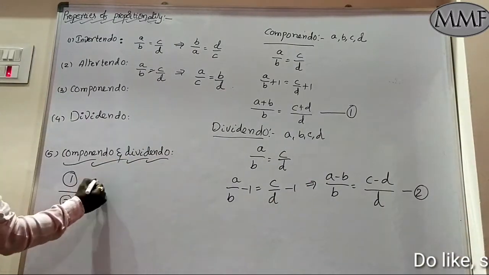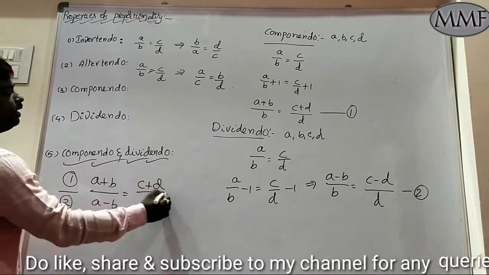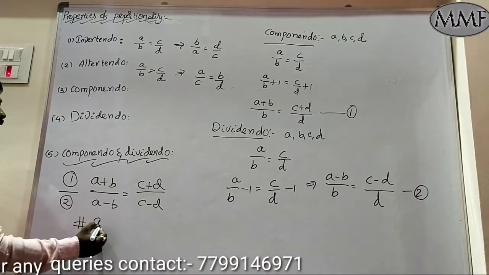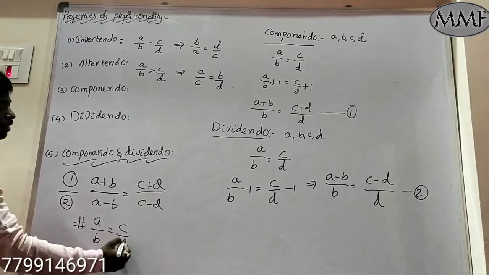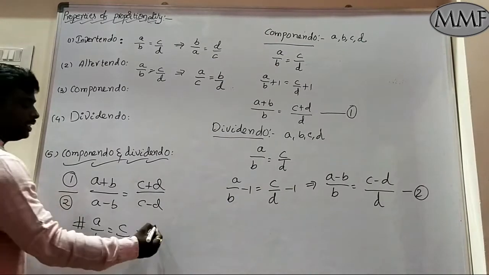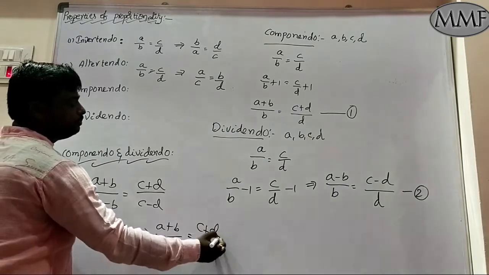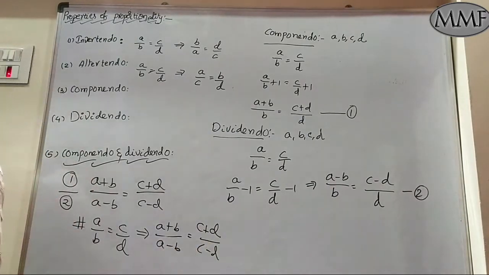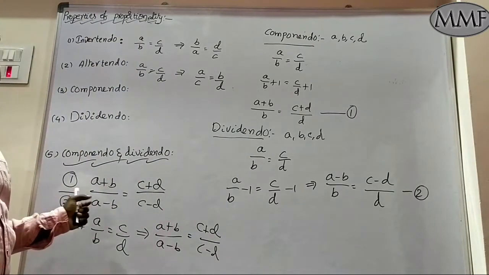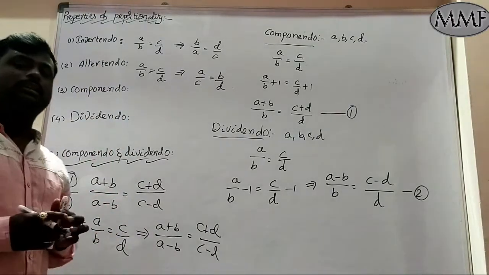I directly get (A plus B) by (A minus B) is equal to (C plus D) by (C minus D). Finally, I can say if any four numbers A, B, C, D are in continuous proportion, then A by B is equal to C by D, as well as (A plus B) by (A minus B) is equal to (C plus D) by (C minus D). So these are properties of proportionality. Clear? How we will use componendo, alternando, invertendo, we'll discuss in the questions.